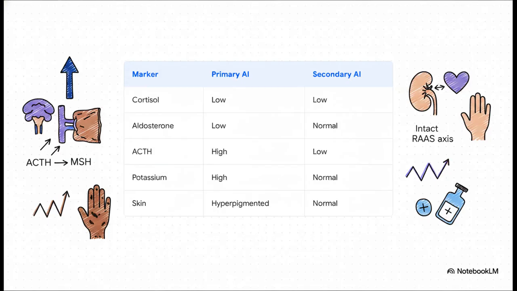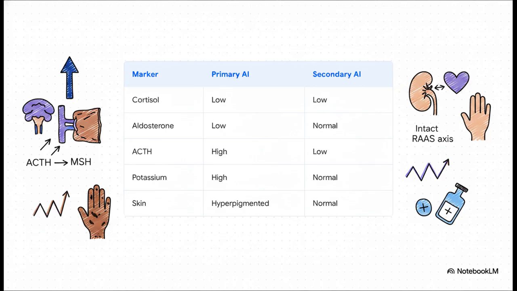The dividing line becomes crystal clear when you look at the lab kinetics. In secondary AI, the pituitary isn't making ACTH, so your cortisol is low. But here is the kicker. The renin-angiotensin-aldosterone system, or the RAAS axis, remains perfectly intact. Because of that, aldosterone synthesis is preserved, meaning your potassium kinetics remain totally normal.